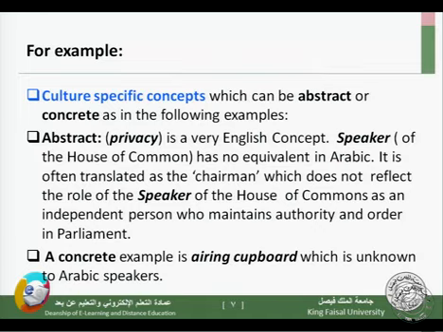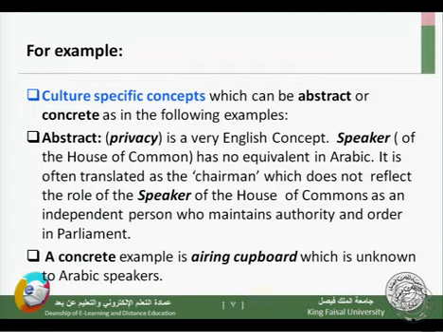Now the House of Commons is the lower chamber of Parliament. It has a different meaning in England, or in English. So the speaker, what do you say? I am not going to give you the translation. I leave it to you.